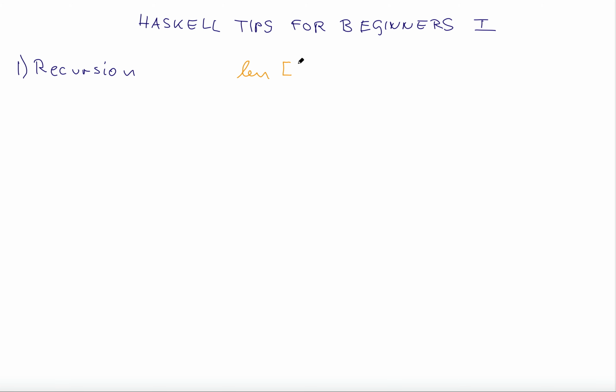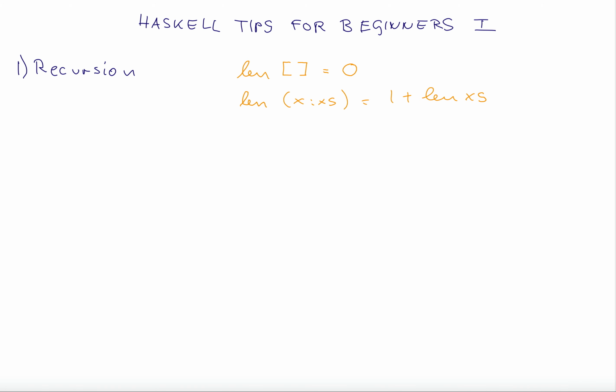If you define the function that computes the length of a list, then maybe in Python or C you might use a for loop or a while loop. But in Haskell we don't have loops in the traditional sense, so we use recursion instead. Let me write this down. We say the length of an empty list is 0, and the length of a non-empty list is 1 plus the length of the tail of the list.